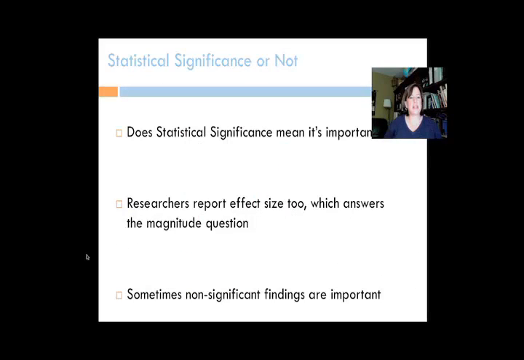Just because something is statistically significant does not necessarily mean it's an important relationship. I mean, just because you can generalize a finding to the population doesn't mean it's substantively significant. So in order to report substantive significance, researchers now report effect size too, which answers that magnitude question that we looked at. And Voigt argues that it's important to report effect size. And we're going to learn how you run those analyses in SPSS, and what that means.